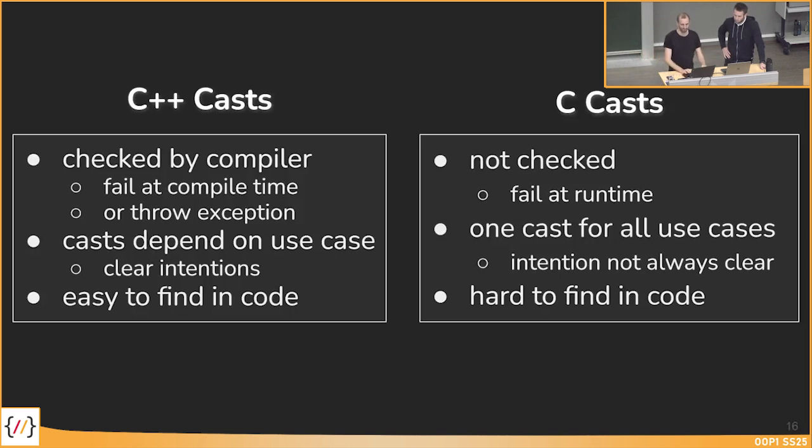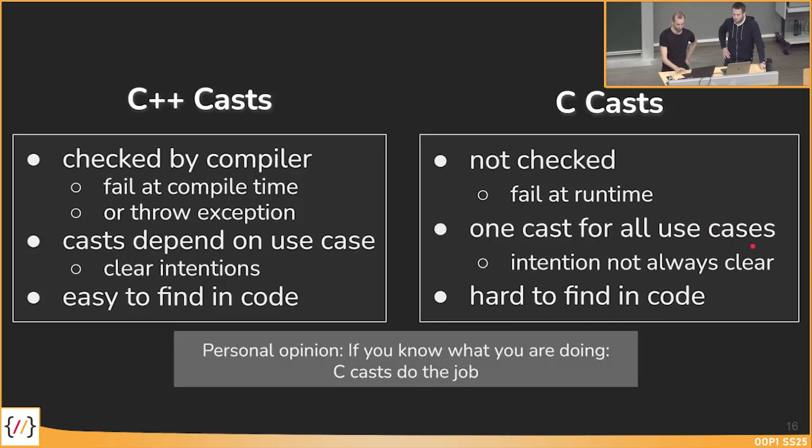That's not so easy if you use C casts. Then it's harder to find where you cast. And they are not checked in C casts. They fail at runtime. Then you most likely have a segmentation fault. And there's just one cast for all the use cases. My personal opinion, to be honest, if you know what you're doing, you can use C casts. But if not, you might have bigger problems.